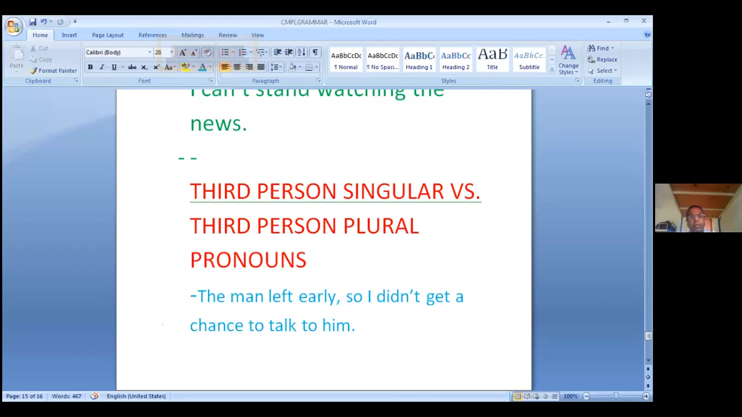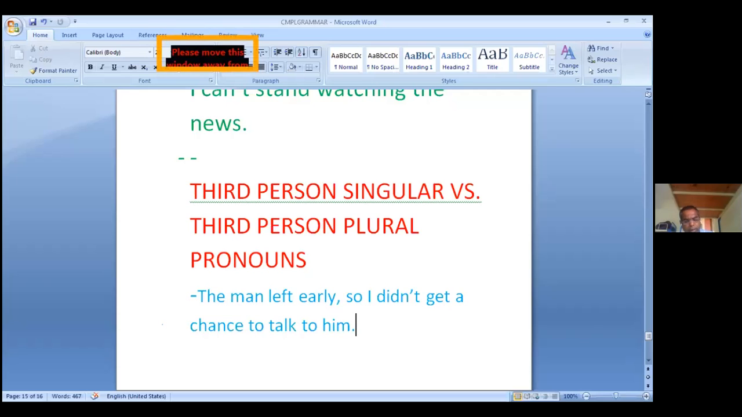Man is singular, so it takes the third person singular pronoun him. He, him, third person singular pronoun, because man is singular. When a noun is singular and names a person, you understand, very important.